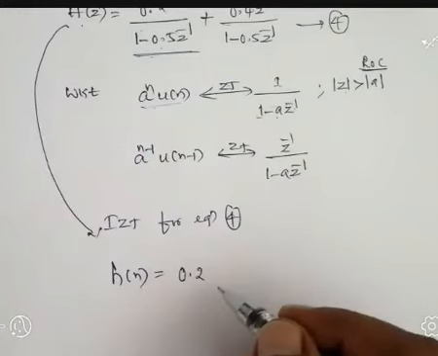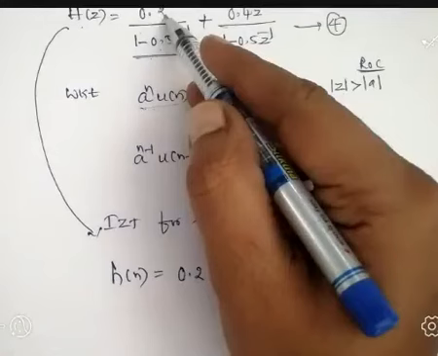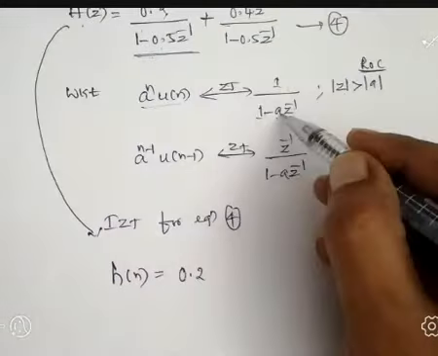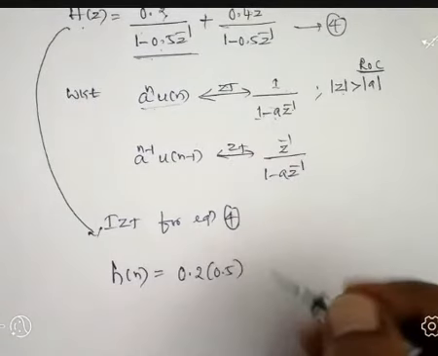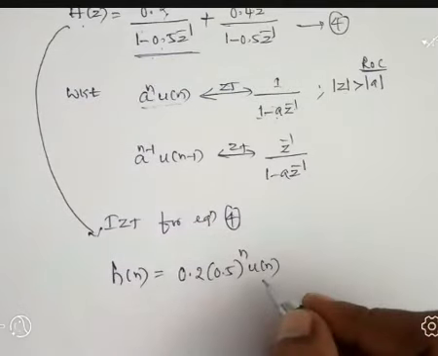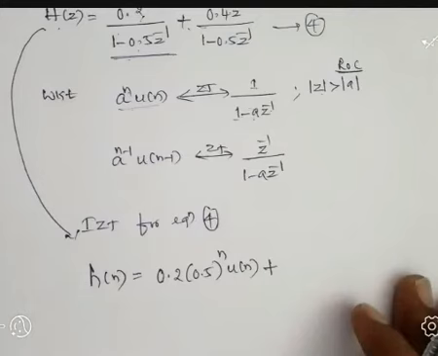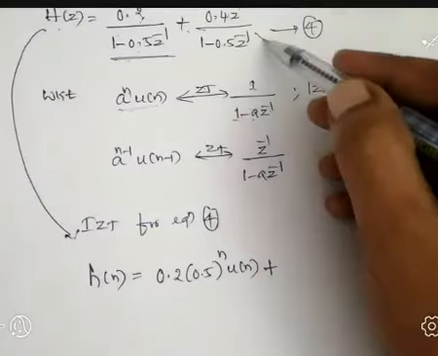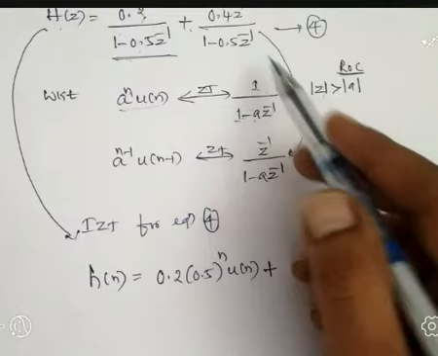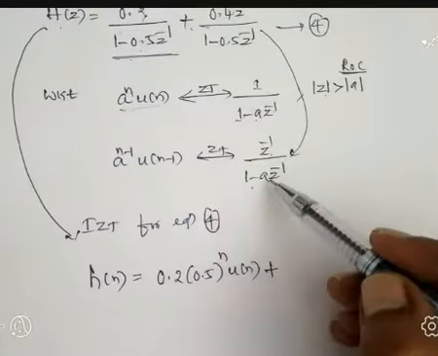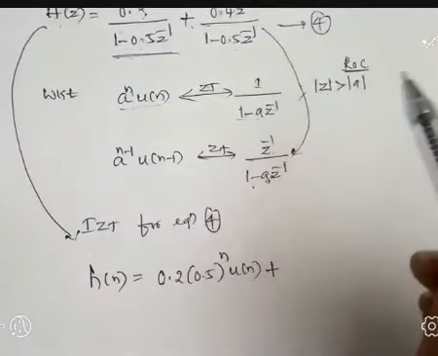Next, 1 divided by 1 minus, in place of a, 0.5, hence it becomes 0.5 raised to n into u of n. Okay, this is the first part, plus as it is. Next, coming to the second part, observe this one. Z to the power minus 1 divided by 1 minus a z to the power minus 1 is there. In place of a, 0.5 is there. 0.4 is a constant term, leave it.